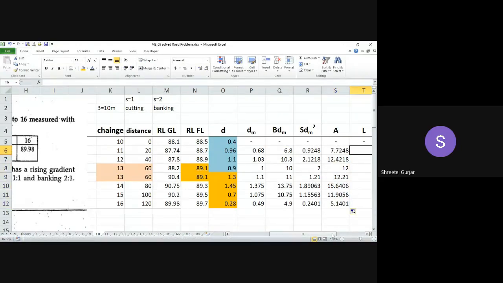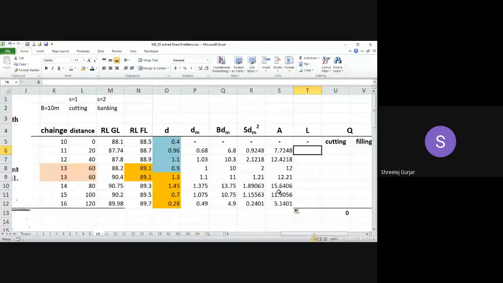Now L, we have to calculate L. So L will be equal to distance, this minus this, so that we do not go wrong anywhere. While writing an exam, if you write this as 20, you will go wrong. So make sure you do not mention this as 20.